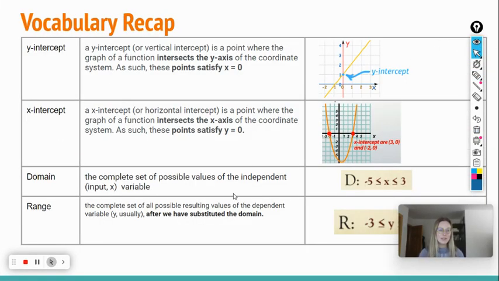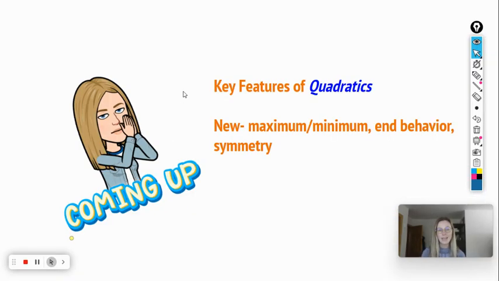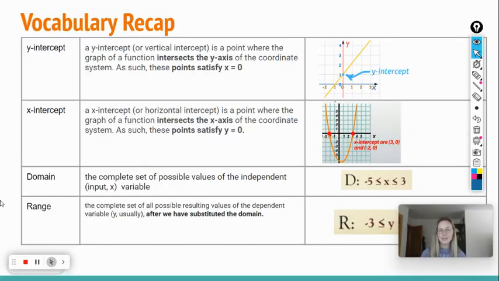So in this activity, you've recapped a couple of different vocabulary words: x-intercepts, y-intercepts, domain, and range. Here's all of that vocabulary, and the purpose of this is that now we're going to take all of that same vocabulary that you've previously studied with linear functions, and we're going to apply it to quadratic. So it was nice to do a little bit of review of things that you previously learned so that we can apply them as we move forward.